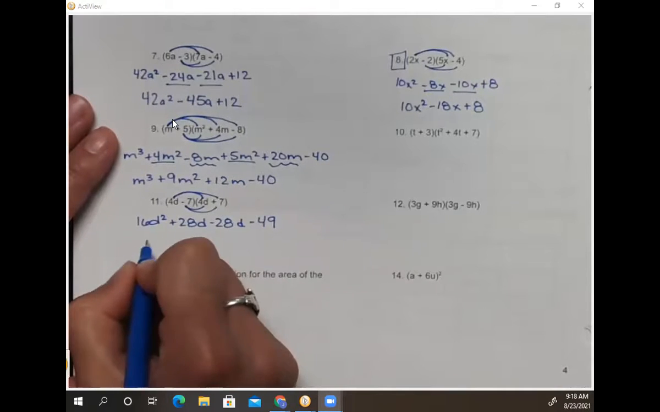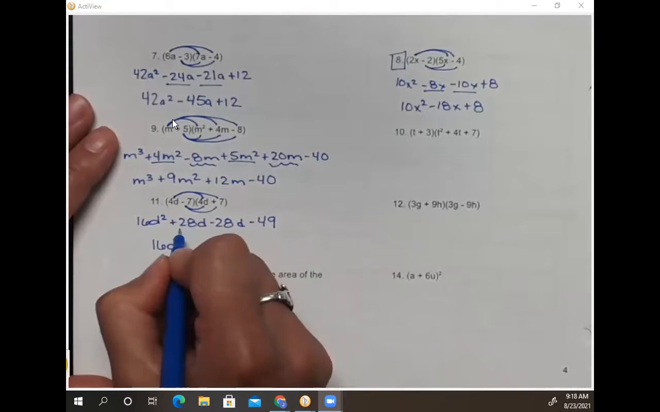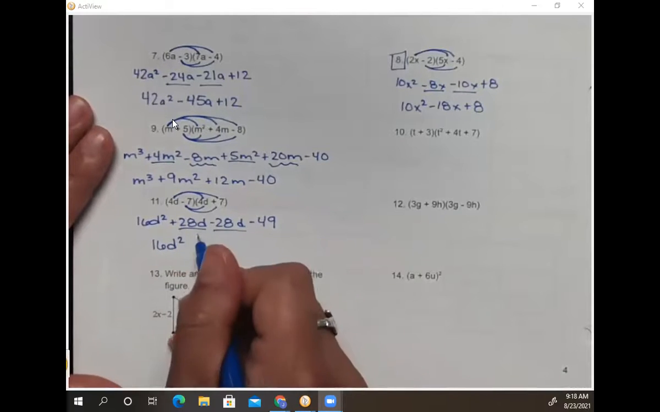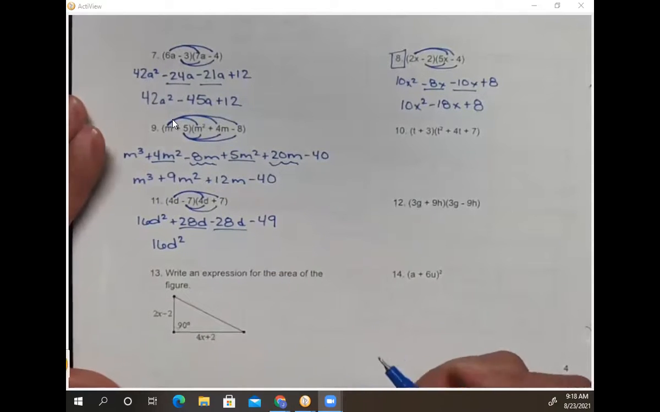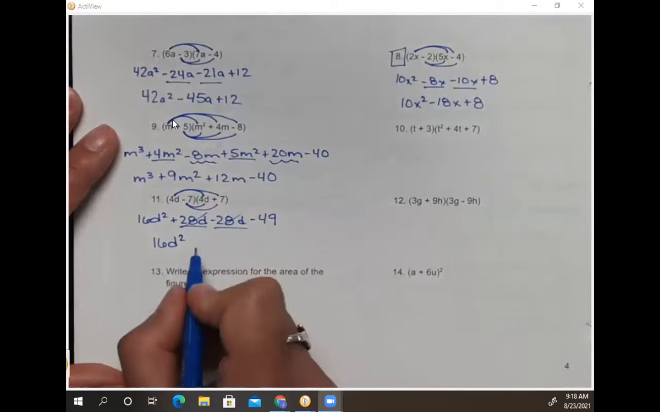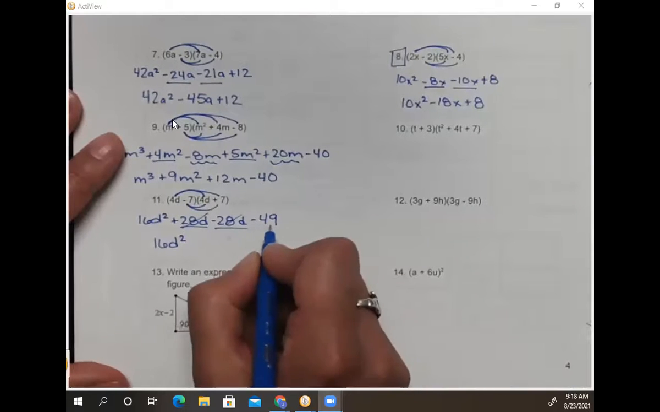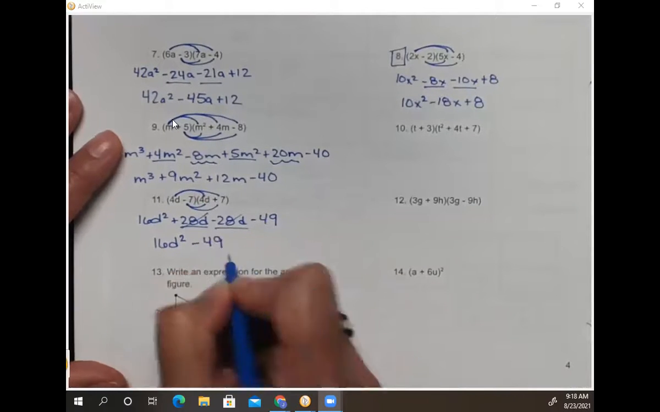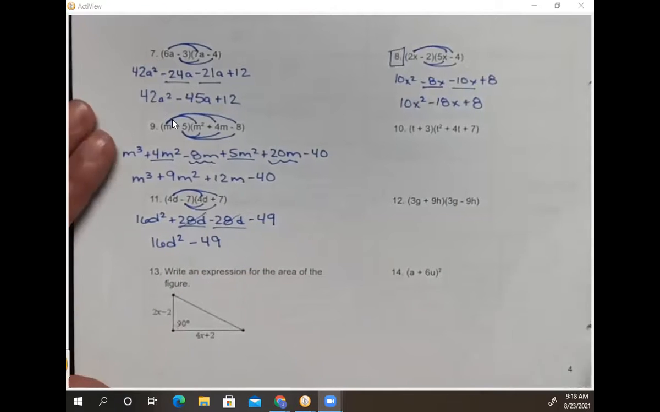When I go to combine my like terms here, I would have 16d squared. And then my d terms, I've got plus 28d and minus 28d. What happens there with my d terms? They sort of cancel each other out, right? I've got no d's left. Okay, so I don't need to write 0d here. It's not wrong if you do, but you can save yourself a little time and a little pencil by not writing 0d. So if it cancels, we don't need that term there.